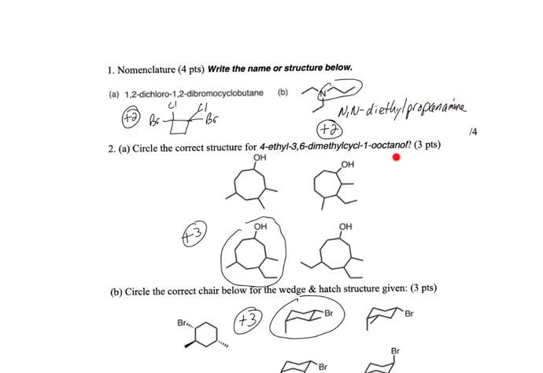Correct name here, 1-octanol. So they all have 8-member rings, except for this one: 1, 2, 3, 4, 5, 6, 7. So this one doesn't work. And then from there, it's dimethyl. Here's trimethyl. Here's diethyl. So it has to be this one.